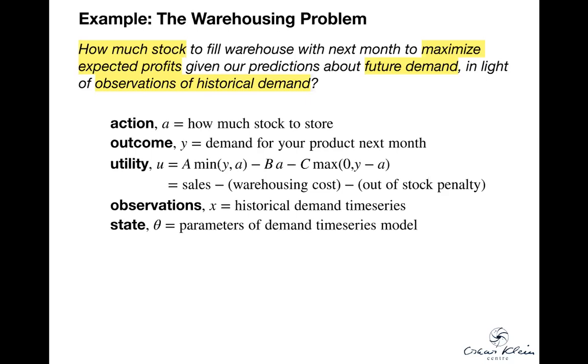So it's how much do you make from your sales minus how much did it cost you to store things in the warehouse. And we're also going to apply a penalty for being out of stock because if you're out of stock halfway through the month, you might lose a lot of customers. Our observations is a time series of demand for your product over time. And our state of the world is the unknown parameters of that time series model.